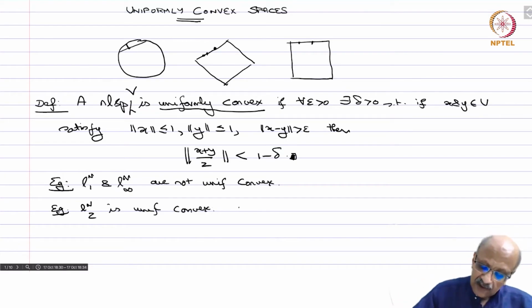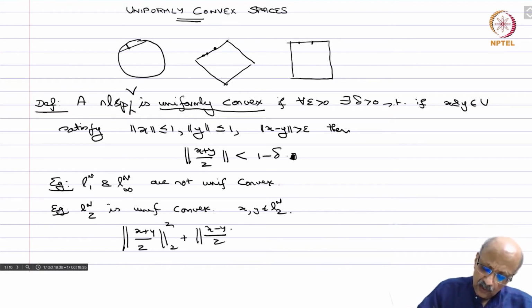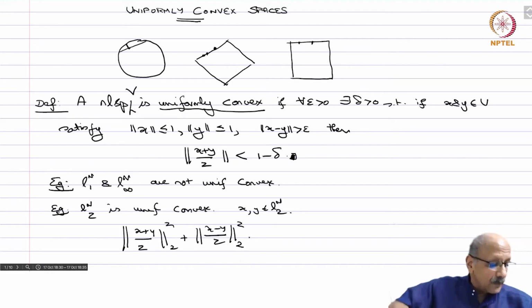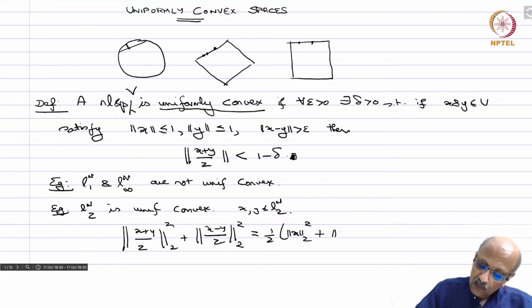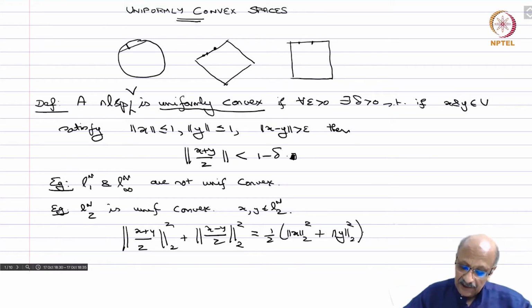So let us take x and y in l^n_2. This is R^n with the 2 norm. Then there is a straightforward calculation: norm of (x plus y) by 2, whole square in the 2 norm, plus norm of (x minus y) by 2, whole square in the 2 norm, is equal to 1/2 of (norm x squared in the 2 norm plus norm y squared in the 2 norm). This is called the parallelogram identity or the Apollonius theorem from plane geometry.